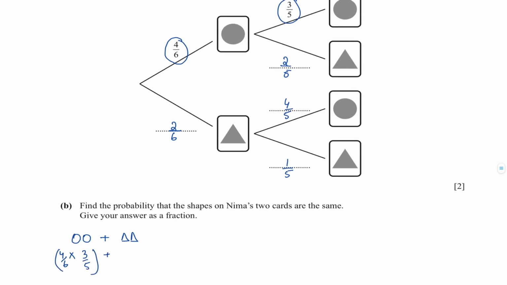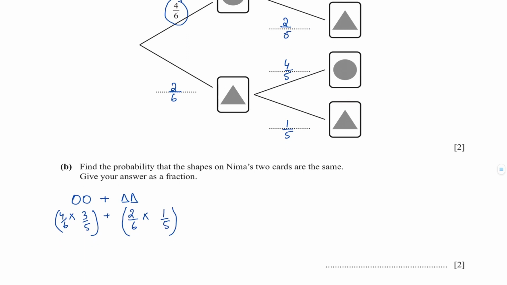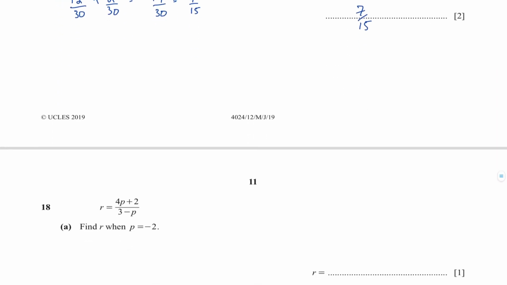Or she can get both triangles, so that can happen by 2/6, the probability of drawing a triangle in the first attempt, and then 1/5, the probability of drawing a triangle in the second attempt. So let's simplify this. So that's 12/30 plus 2/30. 12 plus 2 is 14. 14 upon 30. If I simplify this, this is going to be equal to 7 upon 15. So there you go. This is my final answer.